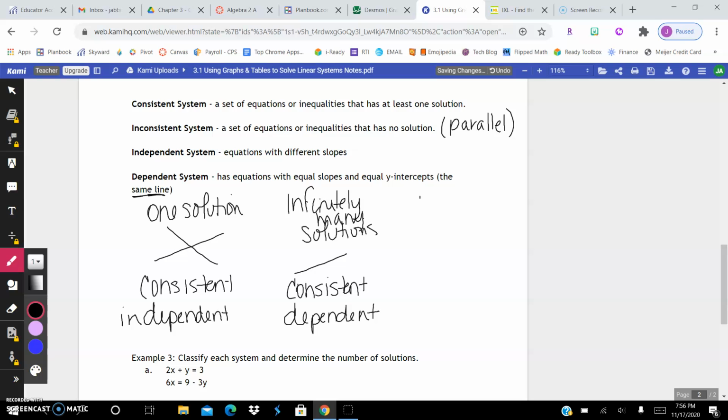And then no solution is our third type. And if two equations have no solutions, that means they don't cross. So they're going to be parallel lines. And those are going to be called an inconsistent system, where there's no solution.